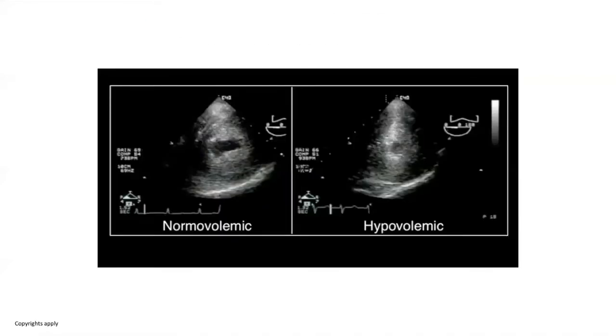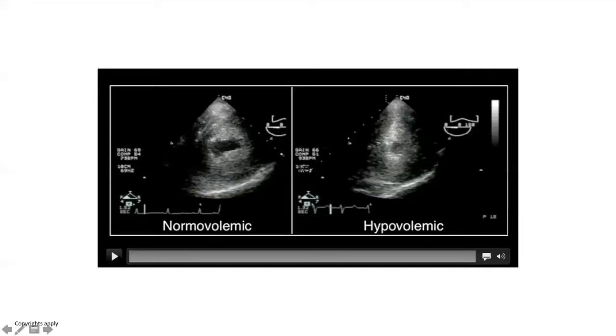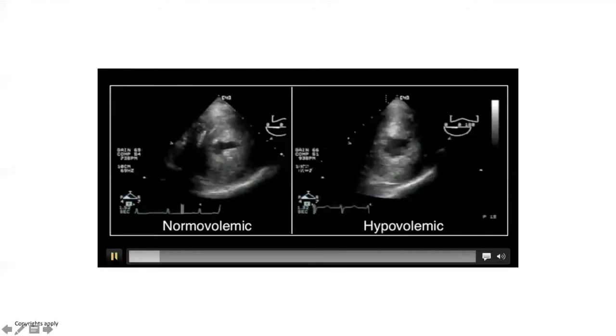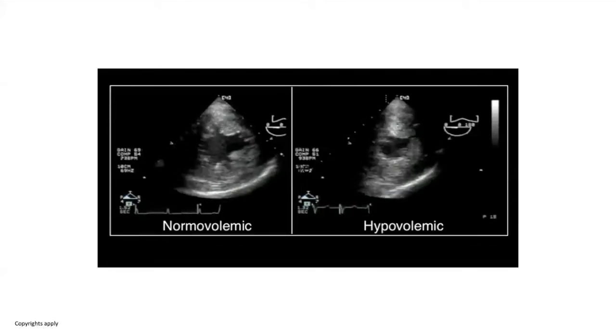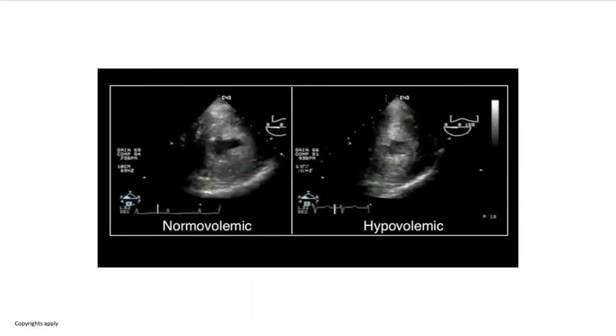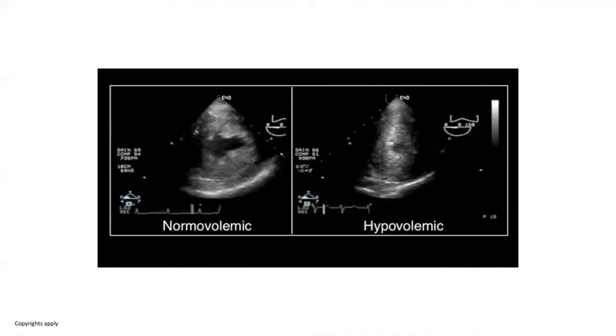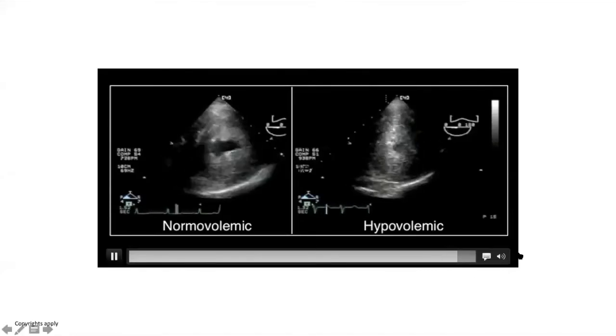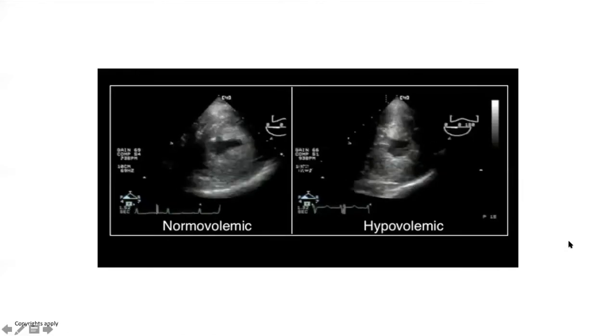The other way, technically difficult but used in higher centers, is transesophageal echo to assess ventricular volume. See how this is hypovolemic and this is normovolemic. They measure the end diastolic diameter or end diastolic area of the ventricle, and then can calculate the volume requirement.